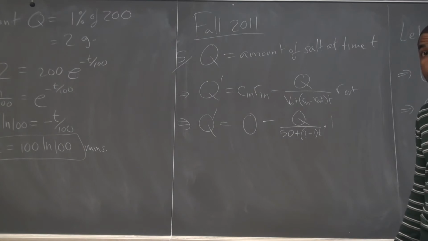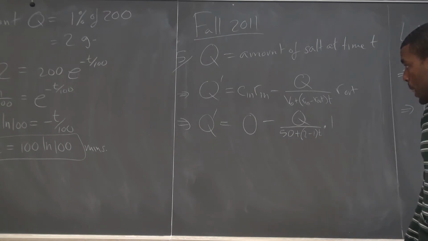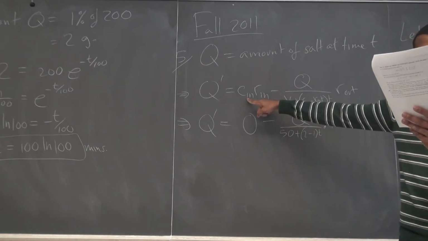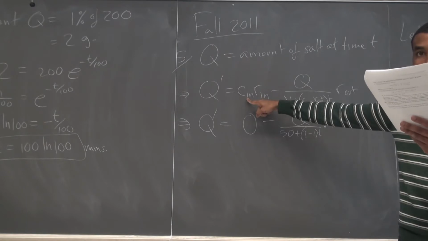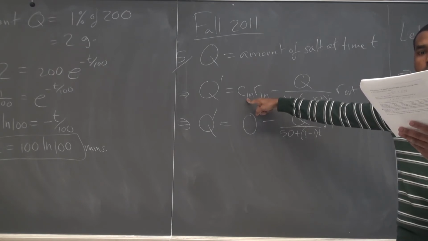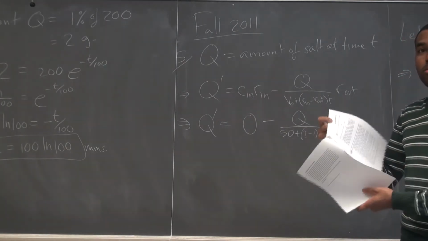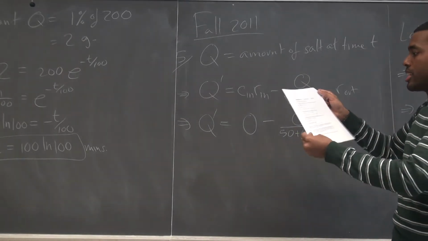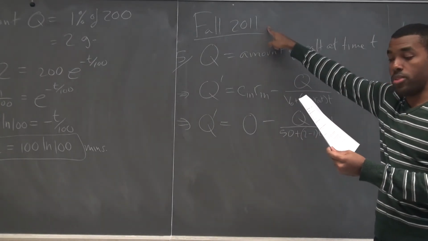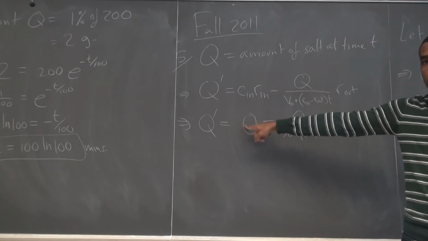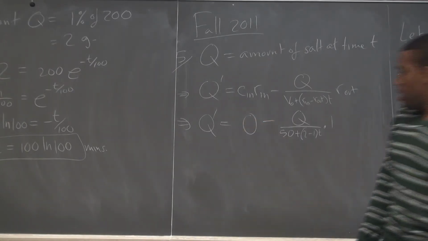Right? Yes? Why the rate in is 0? It says the concentration is in grams per liter. Fresh water is coming in, right? The second sentence says fresh water enters. Are you looking at? Oh, it's this on the back. The next page. It's fall 2011, problem 5. Right? Fresh water is coming in, which means the amount of salt per unit volume is 0 coming in. Right? And so now we can simplify this.